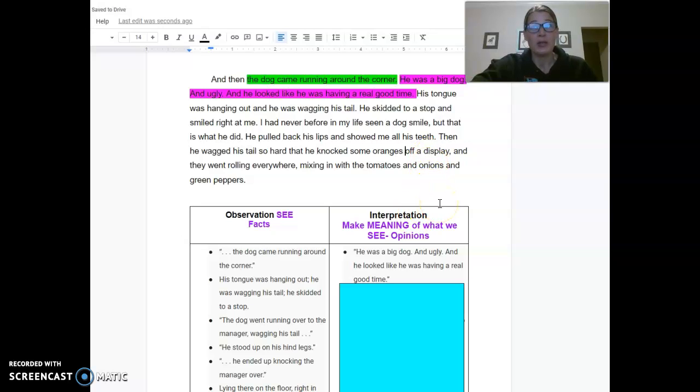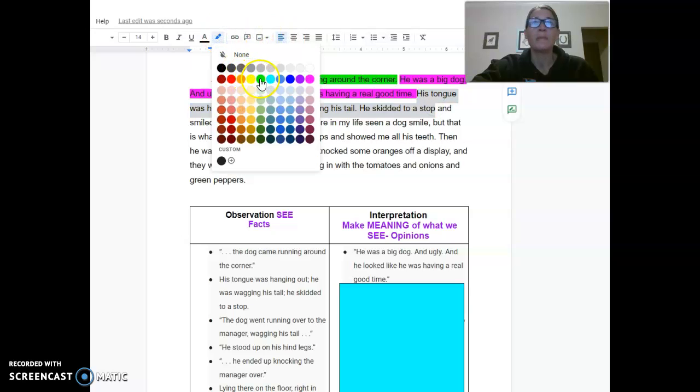Again, if the store manager was writing this paragraph, he would have said, and then the dog came around the corner. He might have stuck with the interpretation he was a big dog and he was ugly. I'm not so sure he would have said he was having a real good time. He probably would have said he was destroying my store or something like that. The next one was his tongue was hanging out. He was wagging his tail. He skidded to a stop. And if you notice, that's the next one in our paragraph.